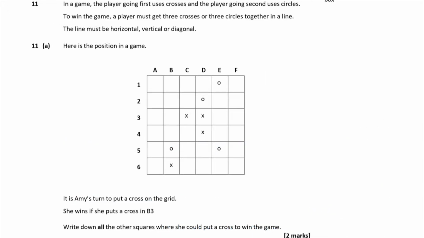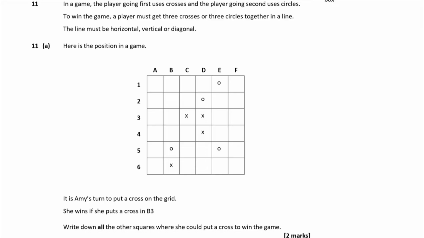Question 11. In a game, the player going first uses crosses and the player going second uses circles. To win the game, a player must get 3 crosses or 3 circles together in a line. The line must be horizontal, vertical, or diagonal. Here is the position in a game. It's Amy's turn to put a cross on the grid. She wins if she puts a cross in B3. Yes, she does. Write down all the other squares where she could put a cross to win the game.